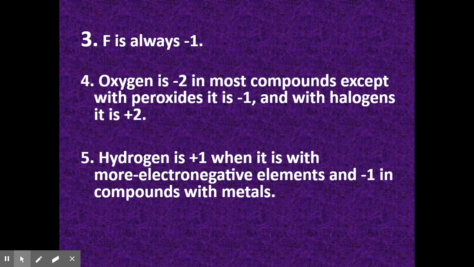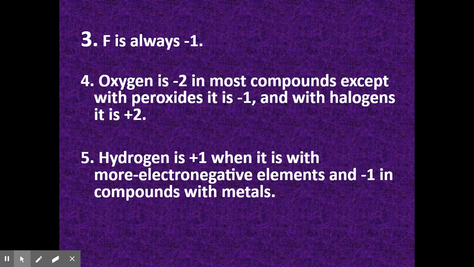F is always going to be -1 when we have a compound. If F is just by itself, it's going to be 0. But when fluorine is in a compound, its oxidation number will always be -1. And these next 3 rules are something that you might want to write down because these are going to be things that you're going to need to memorize.